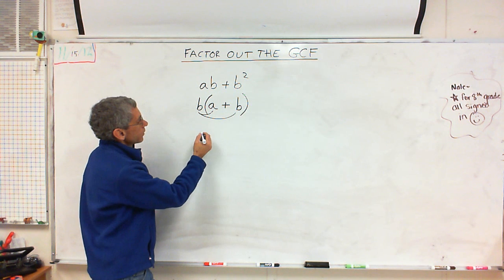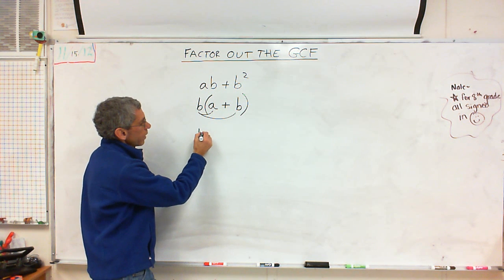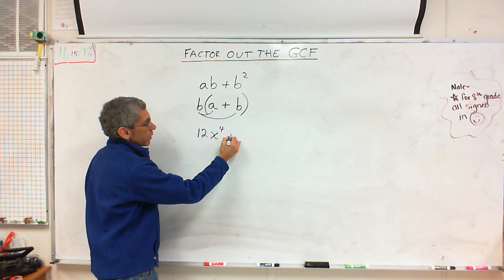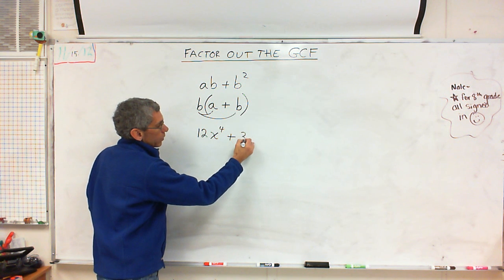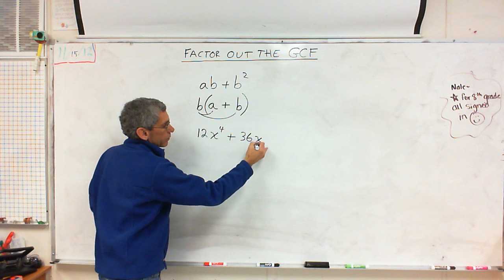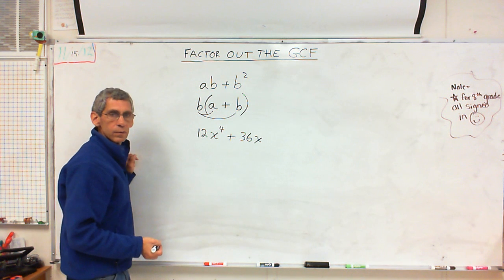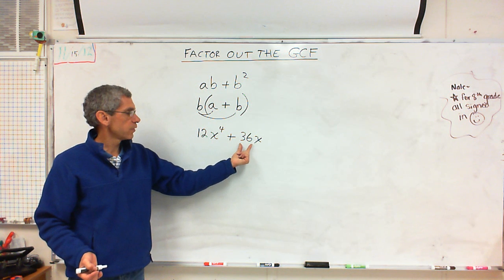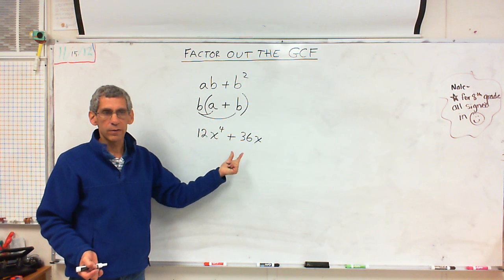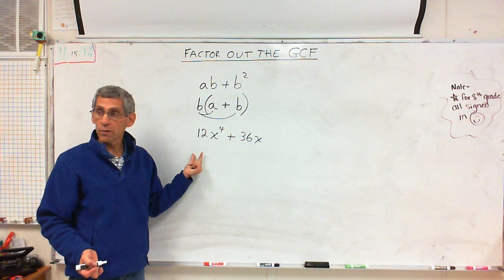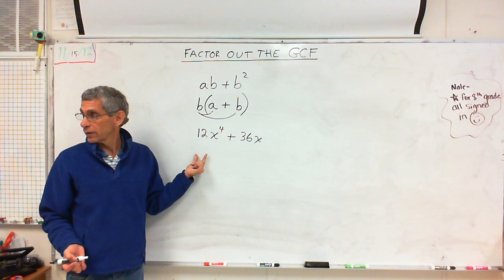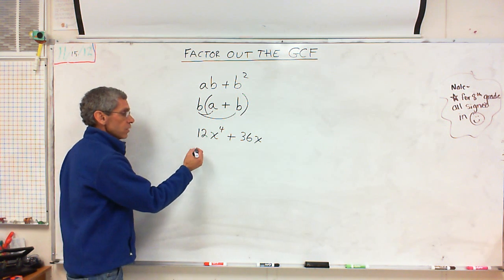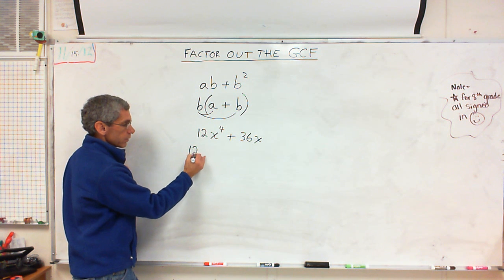All right, so let's try another one. 12x to the 4th plus 36x. Now for just the numbers first, 12 and 36, what's my greatest common factor? 12. Oh, 12 goes into 36, doesn't it? 12 times 3 is 36. So I know 12 is going to be part of my greatest common factor.